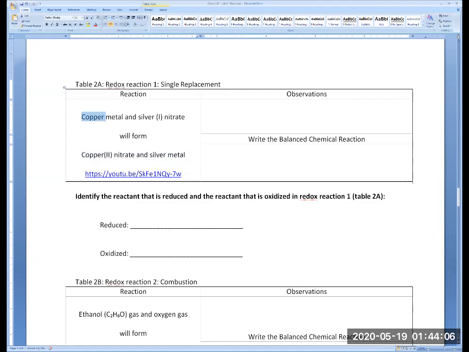Because here you start with copper metal. Copper metal is going to be just Cu, and a metal, well, except for mercury, all metals are solid. So then the physical state will be S. For this you need to decide if it's an aqueous solution or not, or a solid. And for this you will need to look at the solubility rules.